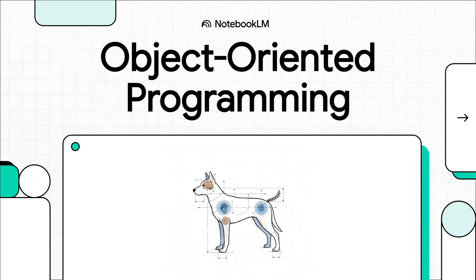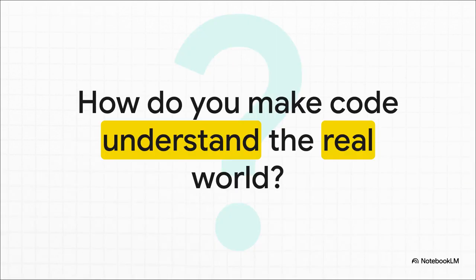So let's talk about something called object-oriented programming, or OOP for short. Now I know it sounds a little technical, but it's really a powerful way of thinking about code. It completely changed how software gets built by, well, teaching computers to see the world a little more like we do. Okay, let's start with a really big question.